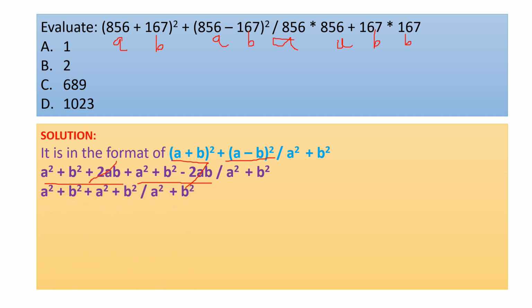As a result of that, we are getting a square plus b square plus a square plus b square, by a square plus b square. So we can rewrite this as 2 into a square plus b square by a square plus b square. We have a common term, a square plus b square, in both numerator and denominator. So we are cancelling that and we are getting 2 into 1, which gives answer 2. So option B is the correct answer.